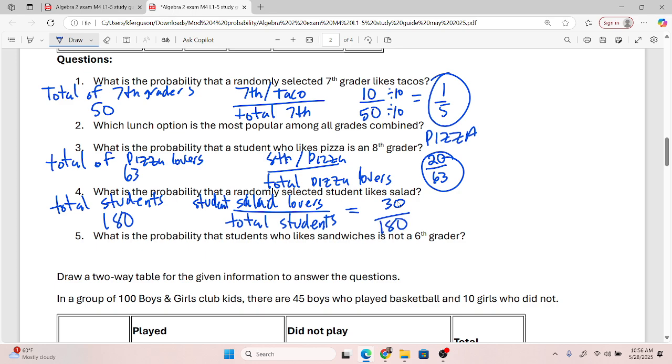30 over 180. Well, 30 over 180 can be reduced. It ends in 0, so I can divide by 10. But also, if I combine the numbers, 3 and 0, that could be divided by 3. 1, 8, and 0 is 9, it can be divided by 3. So I could also divide by 3.